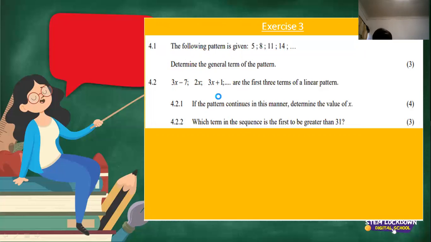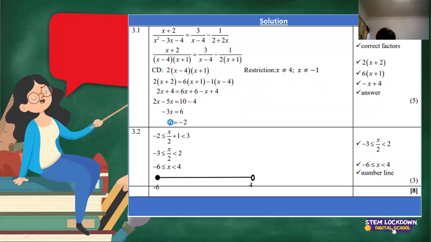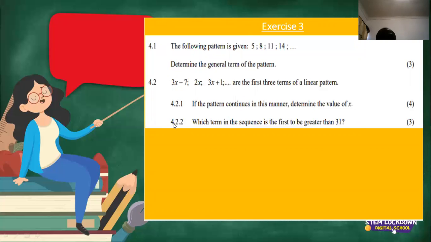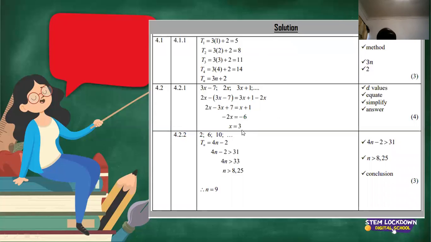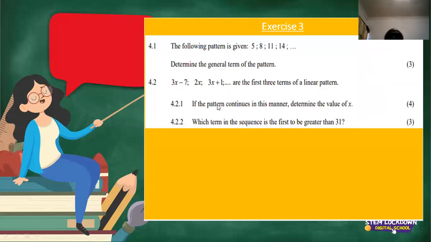Getting our x as 3, our x being equal to 3, then we find the real values of the sequence. So 3 times 3 is 9, 9 minus 7 is 2. So the first term will be 2. So 3 times 2 is 6. So the next one will be 6. Then for the third term, 3 times 3 is 9, 9 plus 1 is 10. So that will be 10.